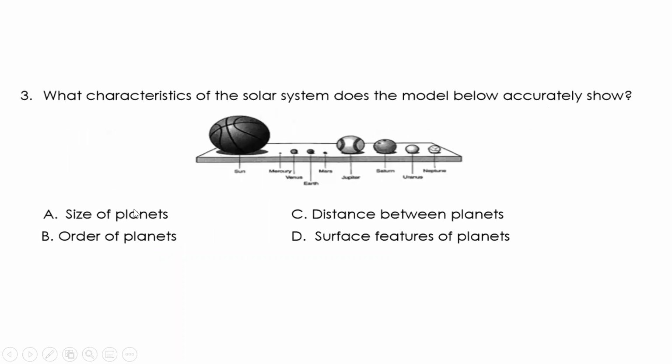What characteristics of the solar system does this model accurately show? It only shows order. So I had a lot of kids choose size. This is like a size comparison, showing you something that you're related to, like everybody's seen a basketball and a tennis ball and a bowling ball, comparing it to the size of something that you are unfamiliar with, which would be like the sun, Mercury, Venus. You haven't held them in your hands. You don't know how big they are. You just know that they're big, okay? So the correct answer was B.